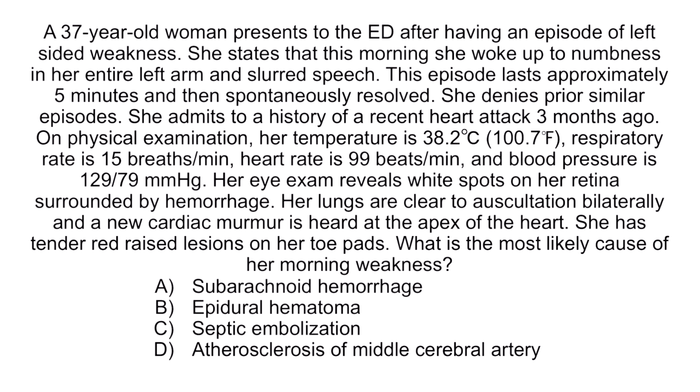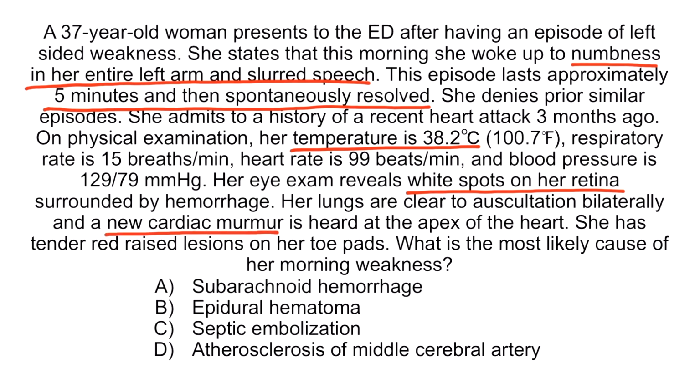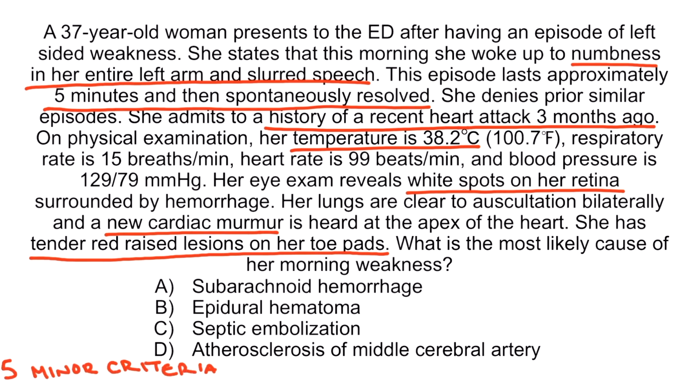In this case, this patient likely suffered a transient ischemic attack, also known as a TIA, in the setting of acute bacterial endocarditis. This is shown by her new onset of left arm weakness and numbness associated with slurred speech that spontaneously resolved after 5 minutes. Her fever, Roth spots represented by her eye exam findings, new cardiac murmur, history of recent cardiac damage, Osler nodes on her toe pads, and stroke-like symptoms would fulfill the 5 minor findings of Duke's modified diagnostic criteria.